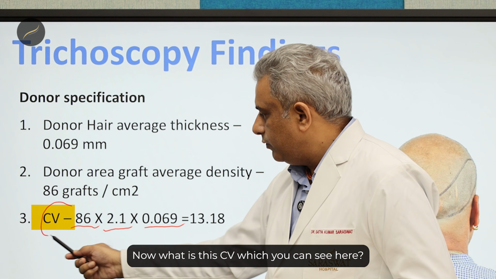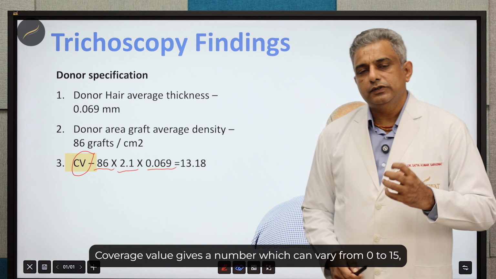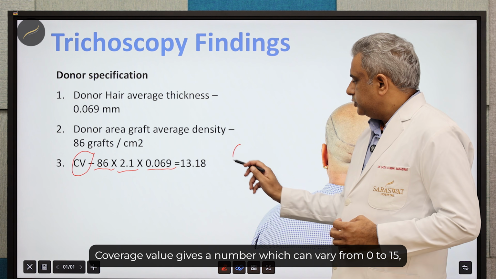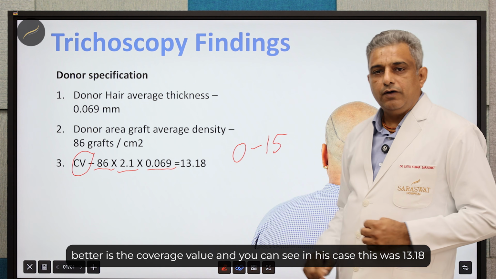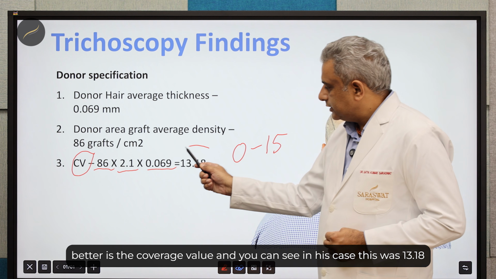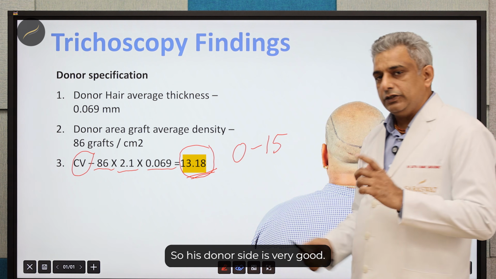Now what is this CV, which you can see here? CV is coverage value. Coverage value gives a number which can vary from 0 to 15. The higher the number, the better the coverage value, and you can see in his case this was 13.18, which is very good. So his donor side is very good.